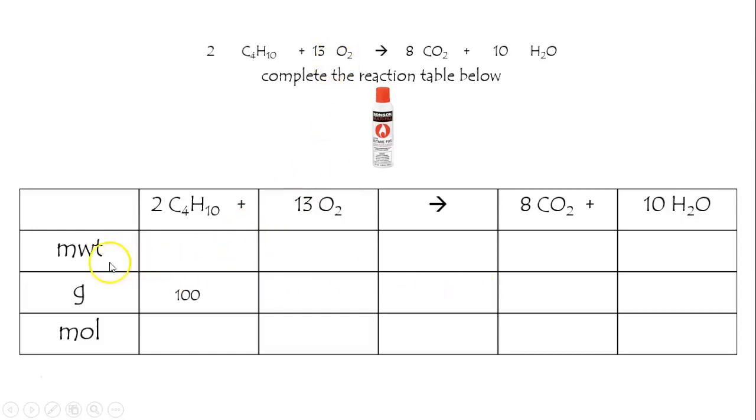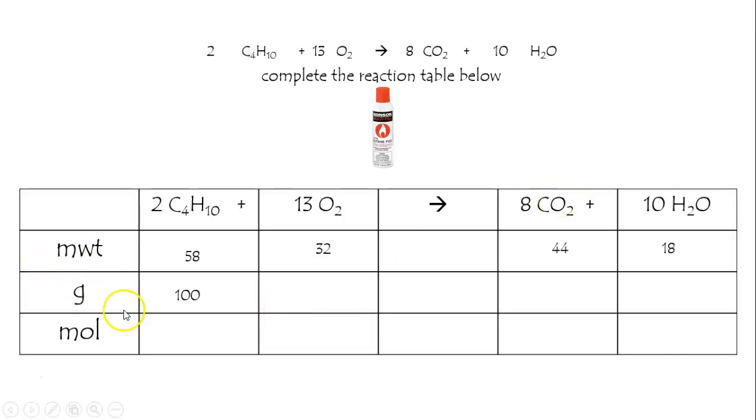Let's figure out the molecular weights. C4H10 checks in at 58 grams per mole. I'll be using whole numbers throughout for simplicity. 10 for the hydrogens at 1 gram per mole each, 12 for each carbon. Oxygen is 16 grams per mole, so the molecule is 32. Carbon dioxide is 44, and water is 18.